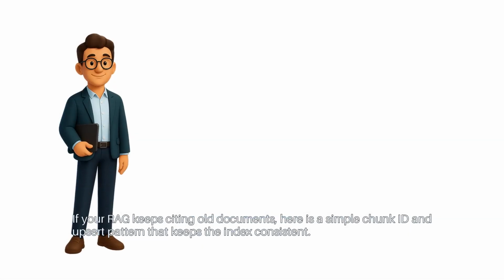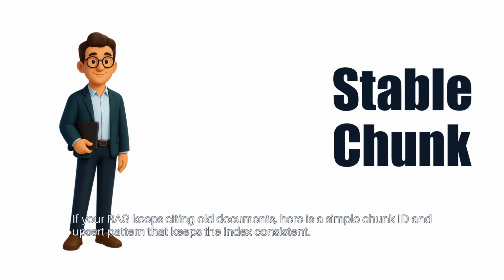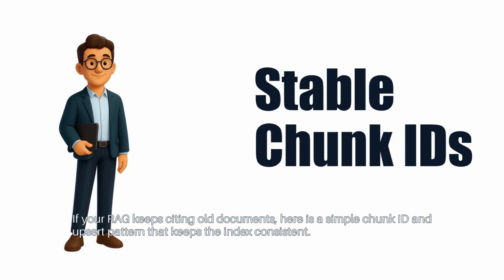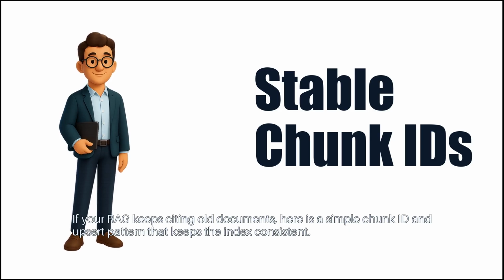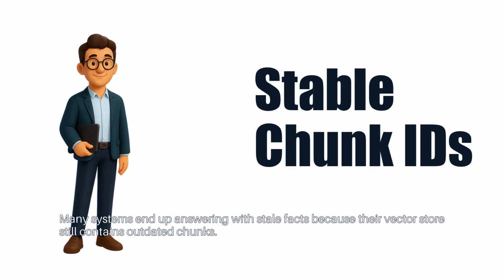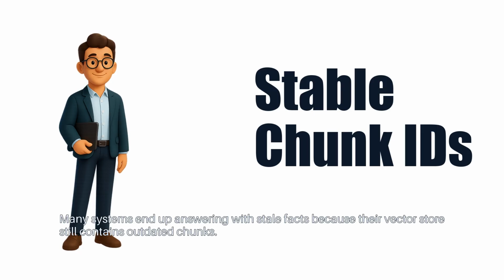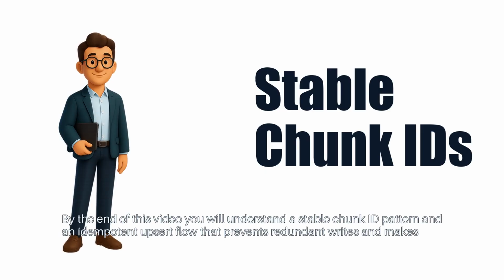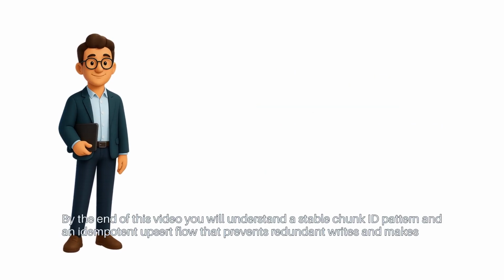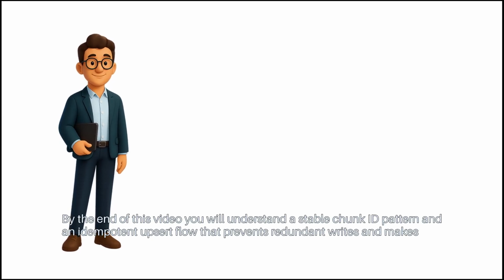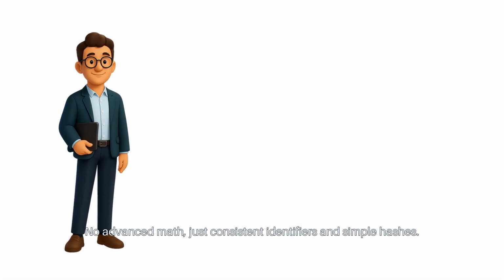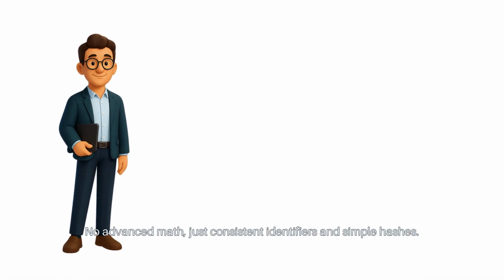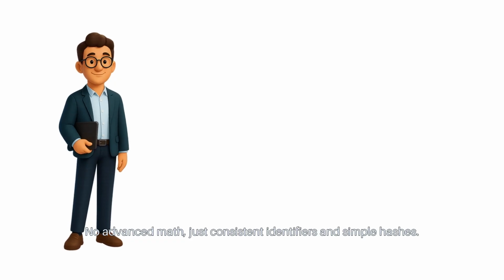If your RAG keeps citing old documents, here is a simple chunk ID and upsert pattern that keeps the index consistent. Many systems end up answering with stale facts because their vector store still contains outdated chunks. By the end of this video, you will understand a stable chunk ID pattern and an idempotent upsert flow that prevents redundant writes and makes deletes safe. No advanced math, just consistent identifiers and simple hashes.